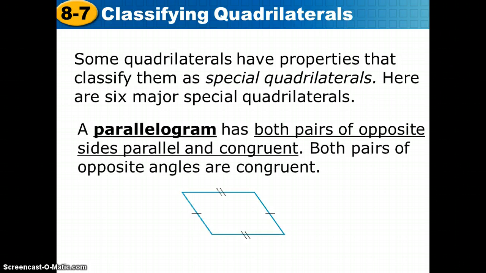We have a parallelogram. Both pairs of opposite sides are parallel. Side and side are parallel. Side and side are parallel. And they are congruent, one slash, one slash, two slashes, two slashes, and there are pairs of opposite angles. This angle equals this angle, and this angle equals this angle. So this is our parallelogram.